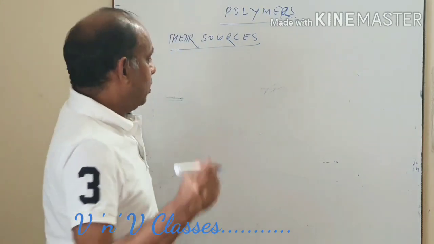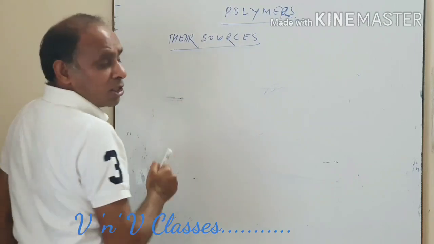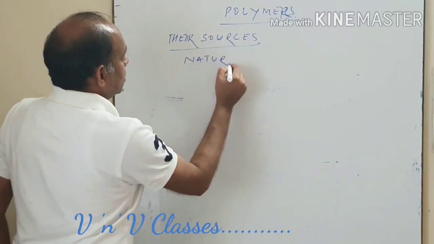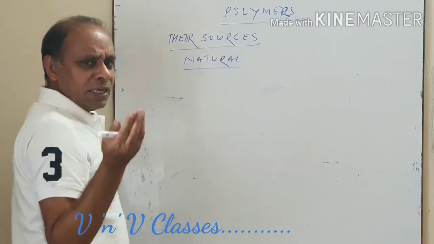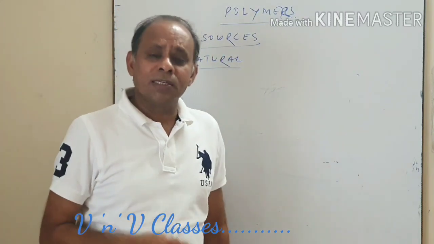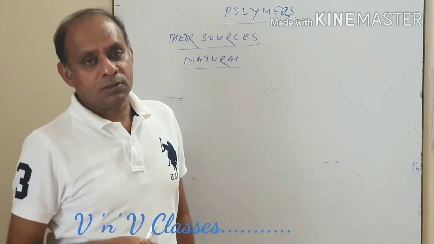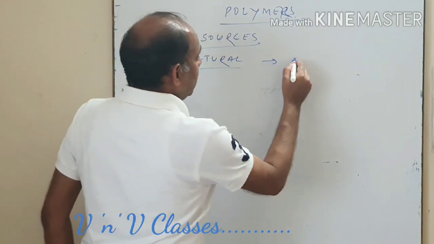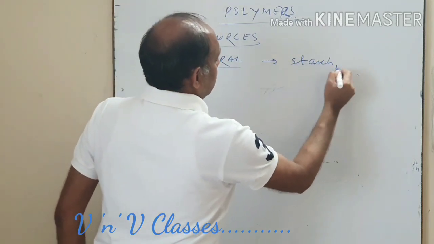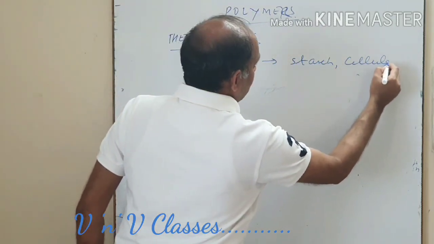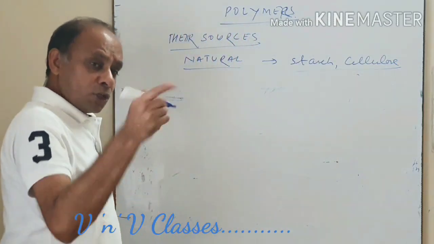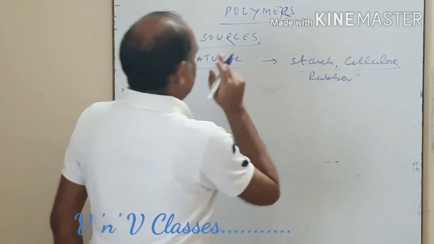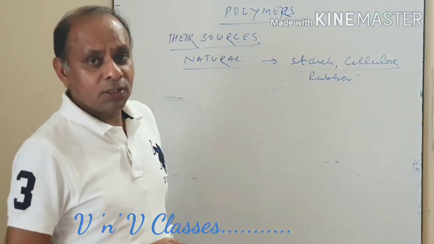On the basis of their sources, some are termed natural polymers. As the name tells, natural polymers are those which are obtained from nature. Example, starch. Very good, cellulose is also a natural polymer which you get from nature. Rubber is also an example of a natural polymer. We get it from nature.